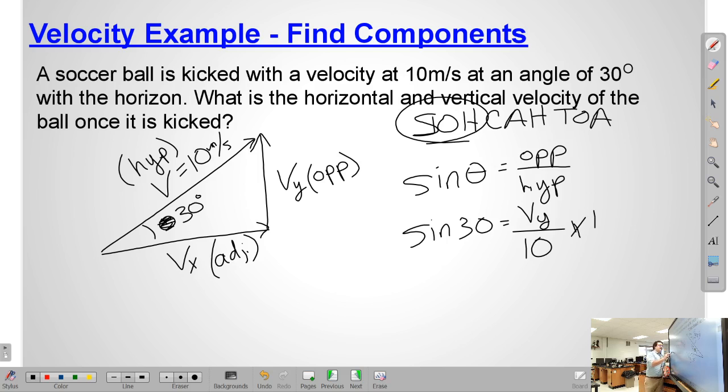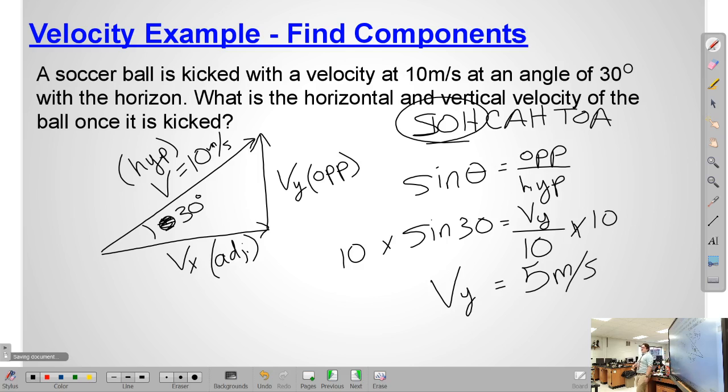Multiply both sides by 10. You get 5. Yep, sine 30 is 1/2. If you have no clue what I said, it's okay. 5 what? Meters? Close. Meters per second, because that's the only label we have for the 10. Well, we're looking for velocity, right? We're looking for velocity in the y direction. What is velocity measured in? Meters per second. Okay. So it's got 5 meters per second vertical. Yes, so it's going upwards 5 meters per second.